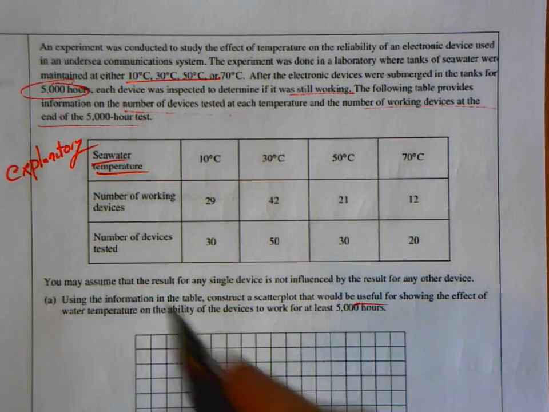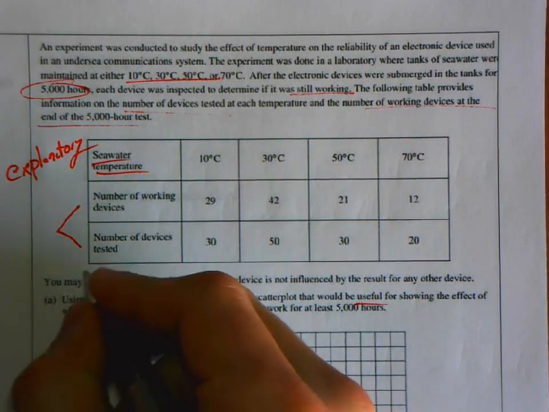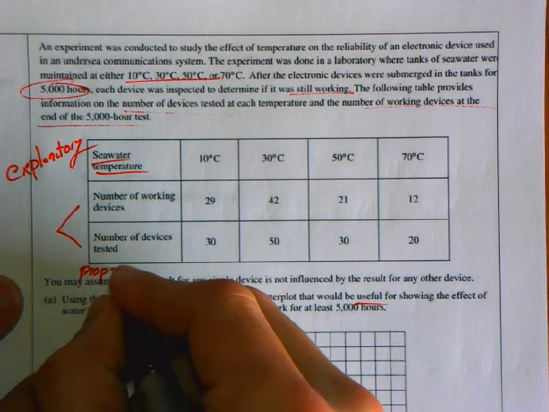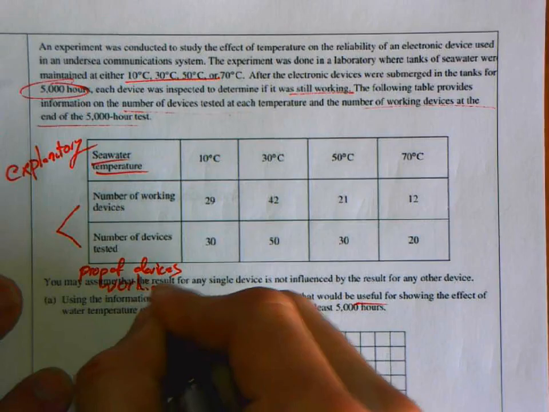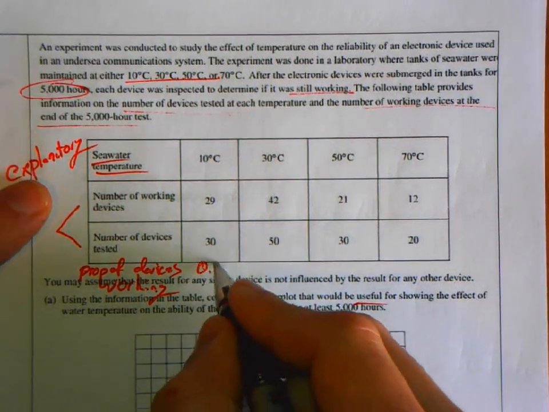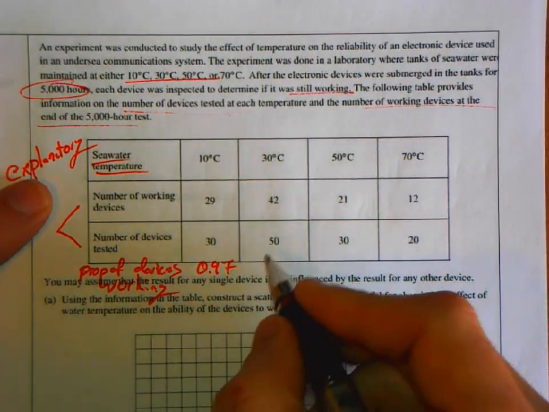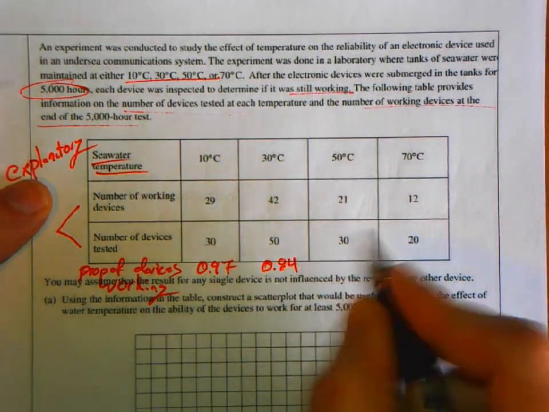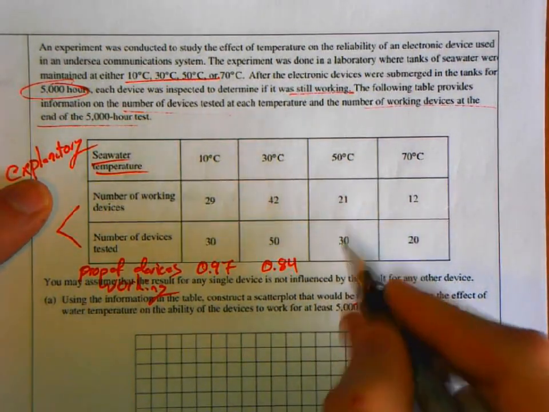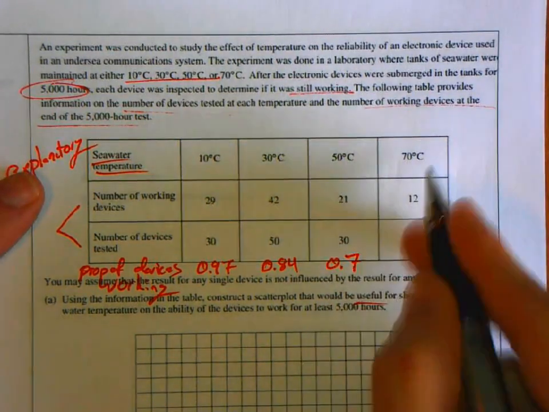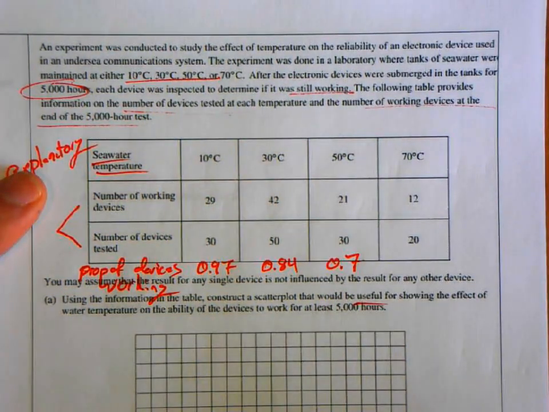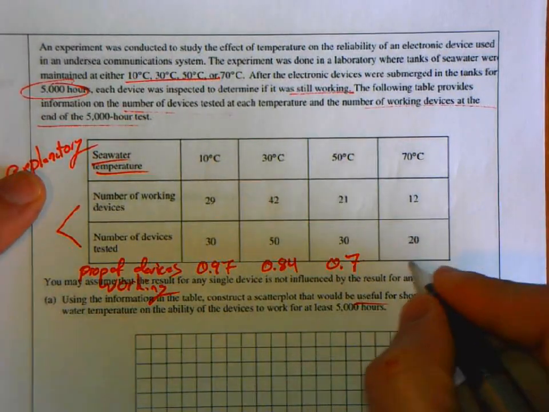Thanks for pausing. You have to come up with a proportion of devices working. What is 29 out of 30? That's 0.97. What's 42 out of 50? 0.84. 21 out of 30 reduces, dividing by 3, to 7 out of 10, 0.7. 12 out of 20, divide by 2, is 6 out of 10, 60%.